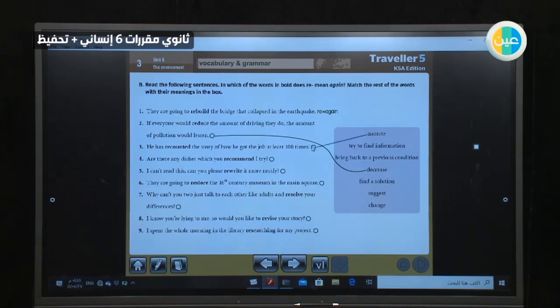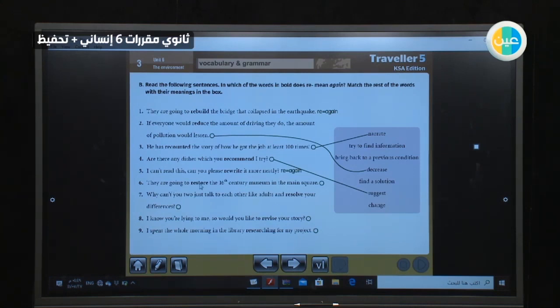So, yes, narrate. Are there any dishes which you recommend? Is it a prefix, or is recommend one word? Yes, it is one word, and it means suggest. I cannot read this. Can you please rewrite it more neatly? Yes, here it means rewrite it, meaning write it again. It's not part of the word, it is a prefix.